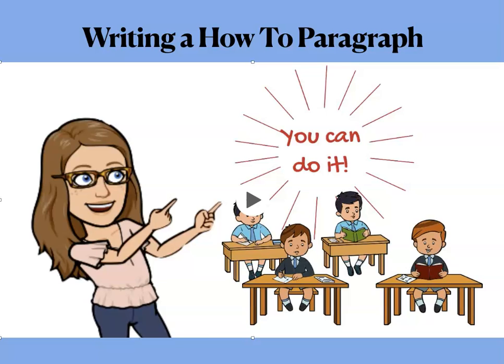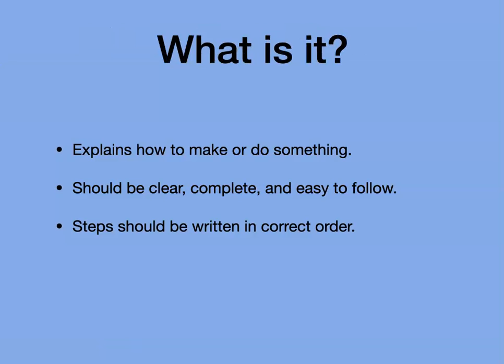Okay, so that gave us a brief explanation of how to write a how-to paragraph. So let's talk a little bit more about it. What is it? A how-to paragraph explains how to make or do something. Should be clear, complete, and easy to follow. You don't want a whole bunch of extra words or examples if you don't need them. The more you have written down, the more the steps are going to get lost.